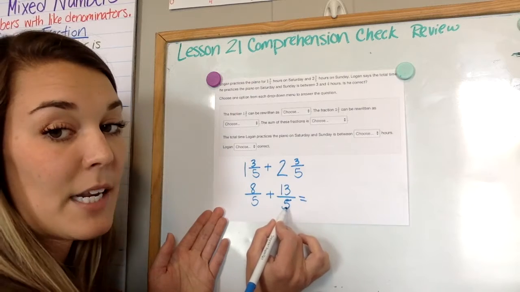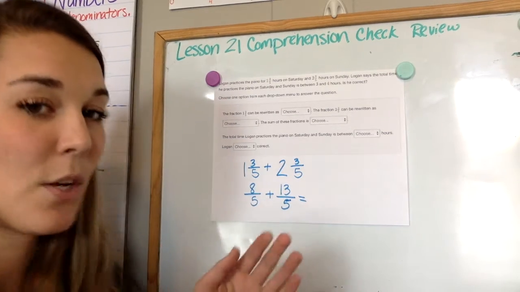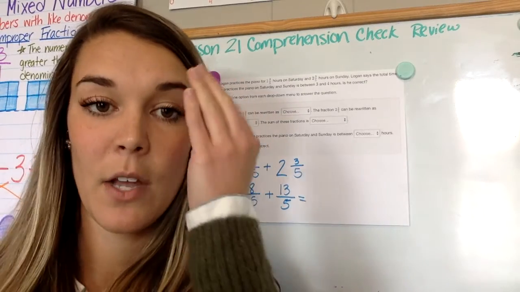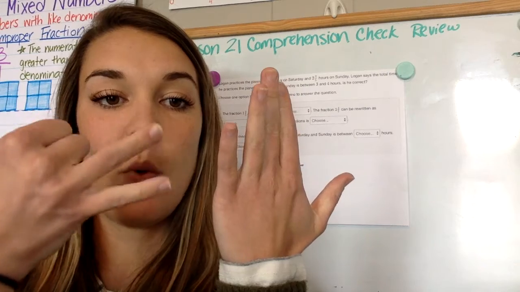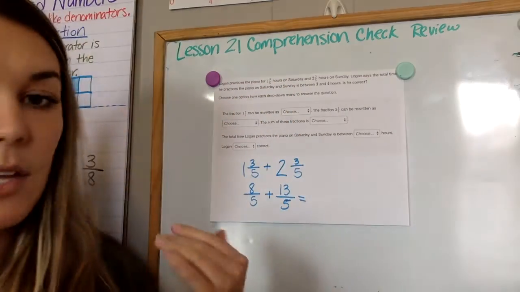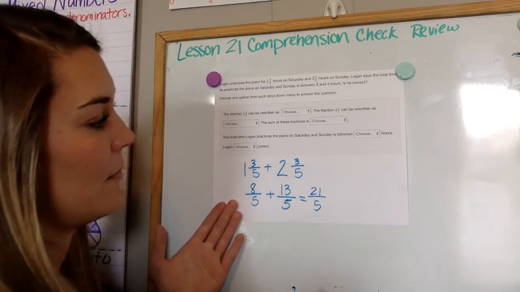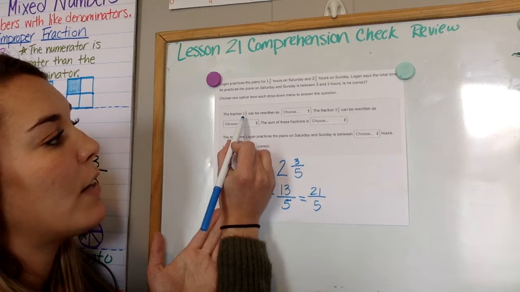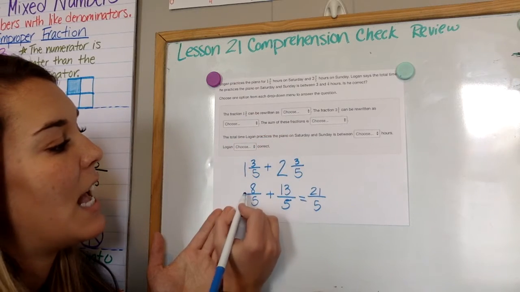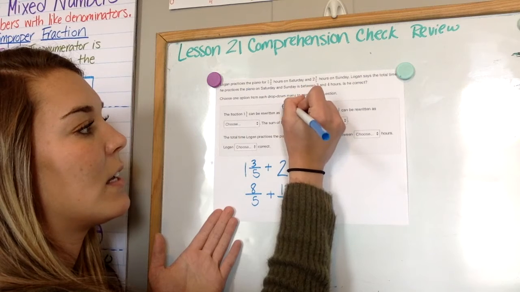So our denominators are the same, so we can add our numerators. 8 plus 13. So I'm going to start with my larger number and count on 13: 14, 15, 16, 17, 18, 19, 20, 21. So that's going to give me 21 fifths, okay? So when we go to fill this in, we would say the fraction 1 3/5 can be written as 8 fifths. So it's going to look like this.